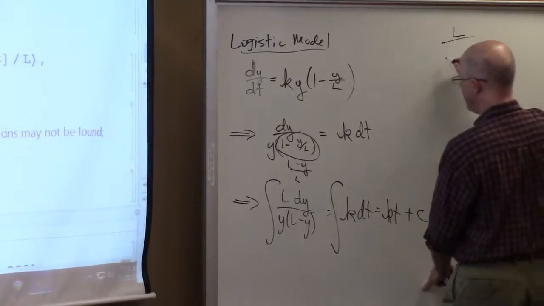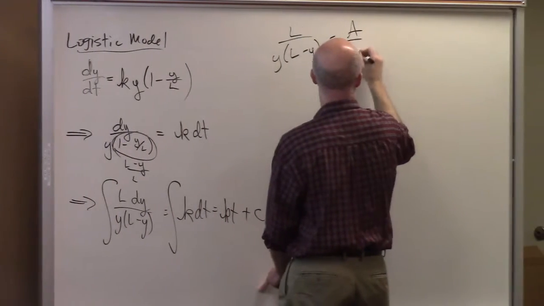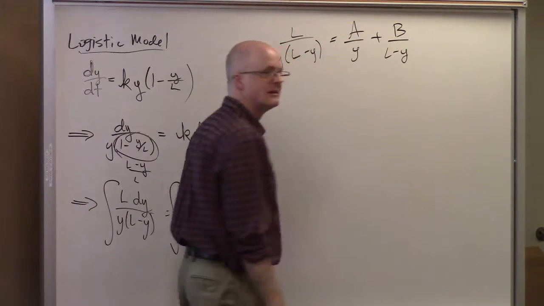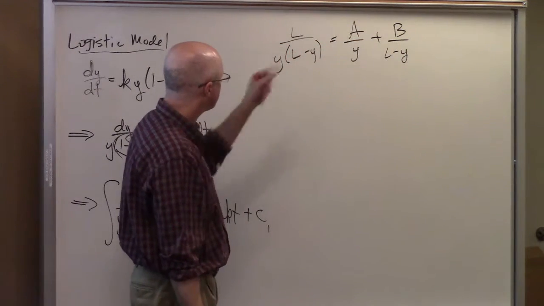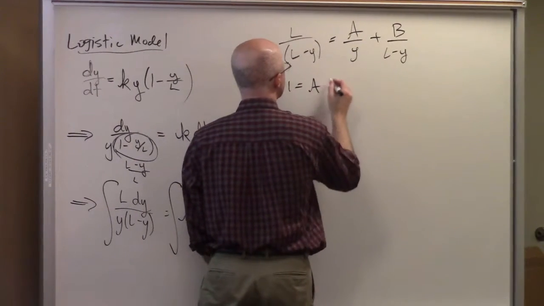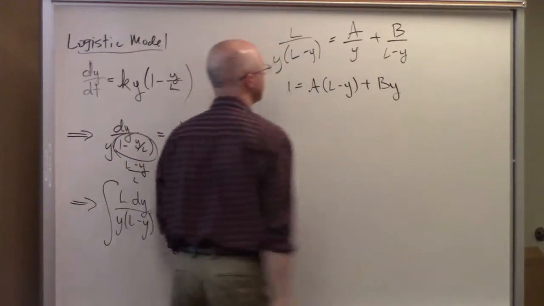So we want to write L over y times L minus y as some constant A over y plus another constant B over L minus y. Solve for A and B. We can now multiply both sides by y times L minus y and convert the equation into this form after cancellation.